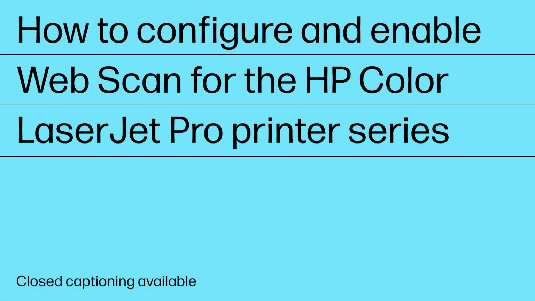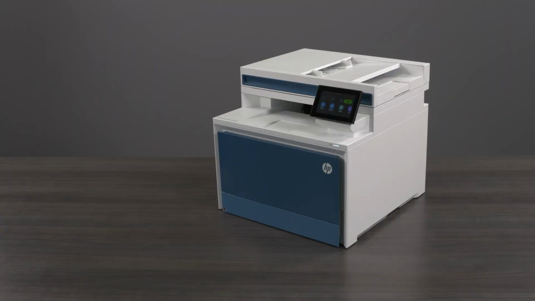How to configure and enable web scan for the HP Color LaserJet Pro printer series. If printer software is not enabled on your computer, the web scan feature allows you to scan photos and documents to the computer when the printer is connected to a network. This can be done by accessing the Printer Embedded Web Server, or EWS for short.